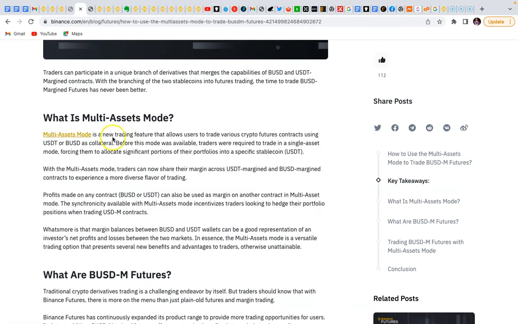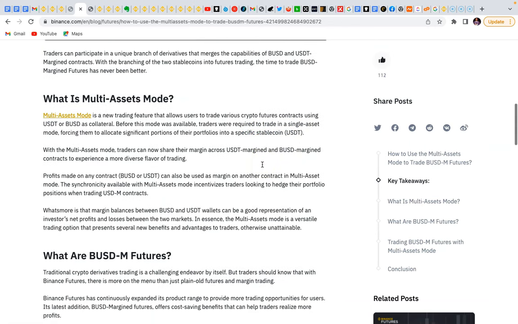First of all, what is multi-asset mode? It's a new trading feature that allows users to trade various crypto futures contracts using USDT or BUSD as collateral. Before this mode was available, traders were required to trade in single asset mode, forcing them to allocate single positions for their portfolio into a specific coin, stable coin. That's why I said you're most likely using the single asset mode. So this video would explain how to transition you into the multi-asset mode.